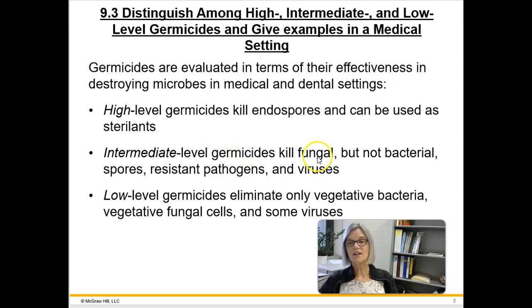Intermediate level germicides are going to kill fungal spores, but not bacterial spores. And some of the resistant pathogens. The first one that comes to mind is Mycobacterium, the one that causes tuberculosis. And some viruses are more resistant. So these intermediate levels are going to be able to do that. And then the low-level germicides are going to primarily kill just the vegetative bacteria and fungal cells and the remaining viruses. These are a lot of the things that we would use around the house. We do have some higher level ones around the house, but most of them are kind of at this level.